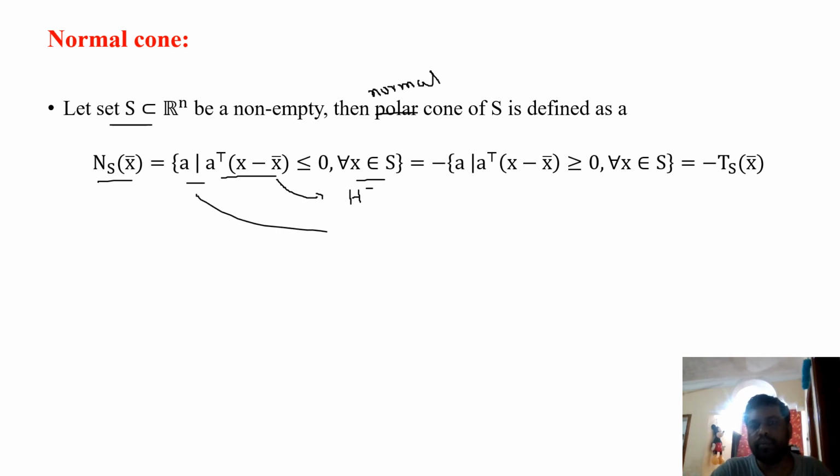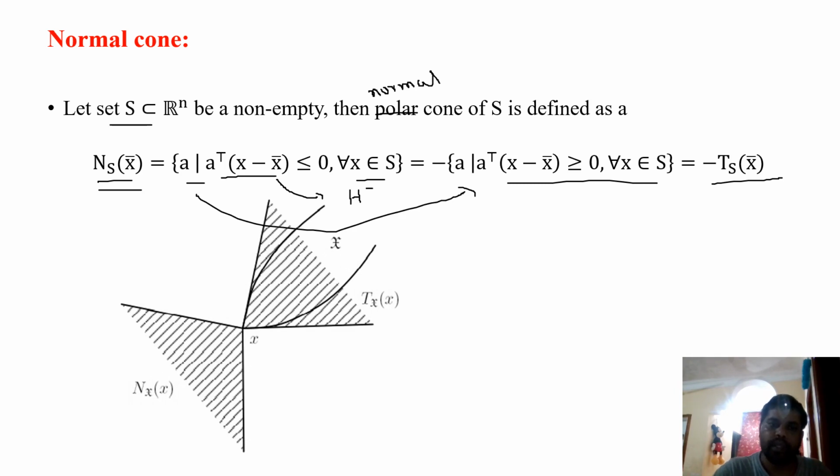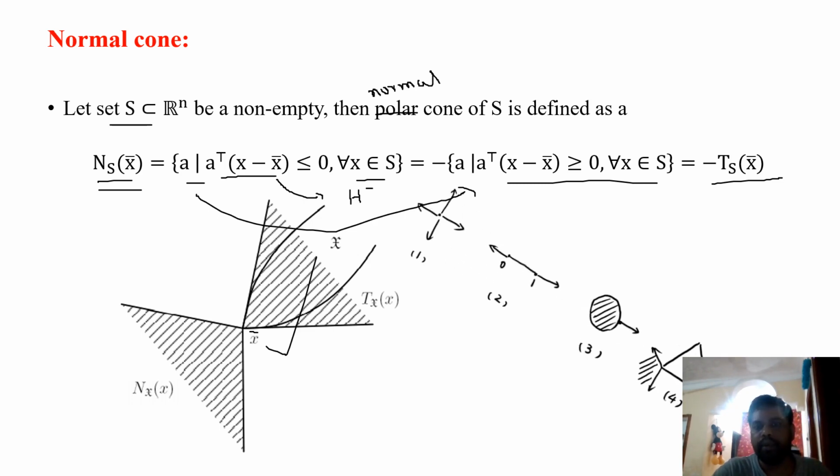And if you do a little bit of manipulation, you can write it this way. And what kind of definition is this one? This one is talking about the negative of the tangent cone. So you can say that the normal cone is the negative of the tangent cone. Here the relation you can observe through the plot. And I have taken more examples. Several normal cones have been taken here.